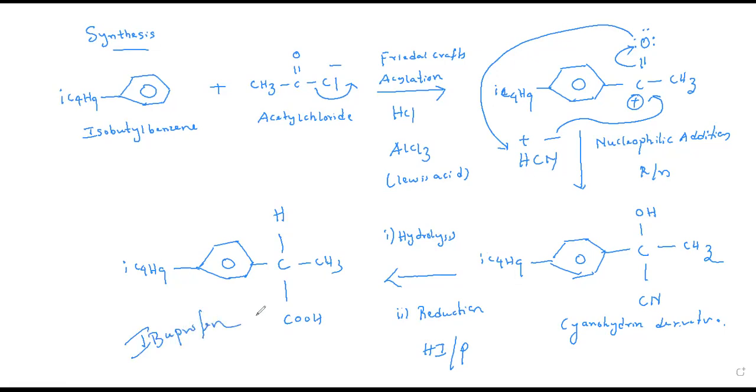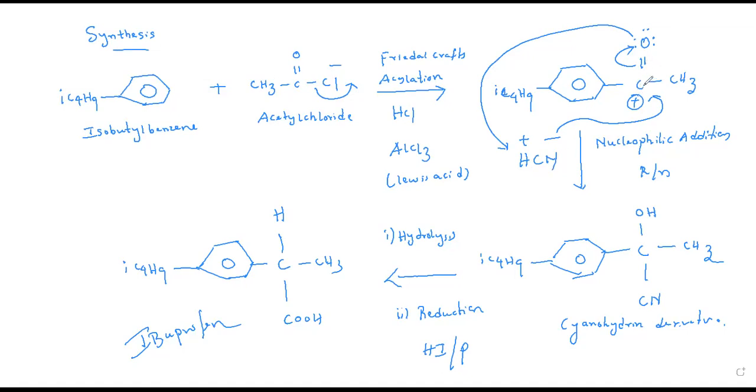So ibuprofen can be synthesized from isobutyl benzene reacting with acetyl chloride. As chlorine is more electronegative, it will leave the reaction with a negative charge, and one of the hydrogen atoms in isobutyl benzene combines with Cl minus to remove HCl. So you are going to get one intermediate compound. This compound further undergoes nucleophilic addition reaction in the presence of hydrogen cyanide.